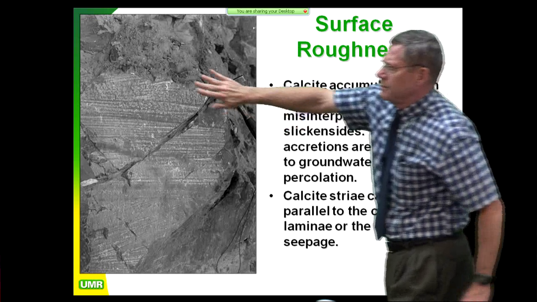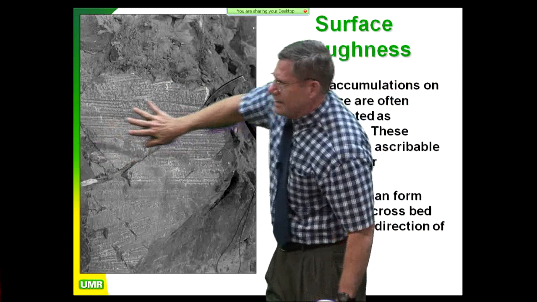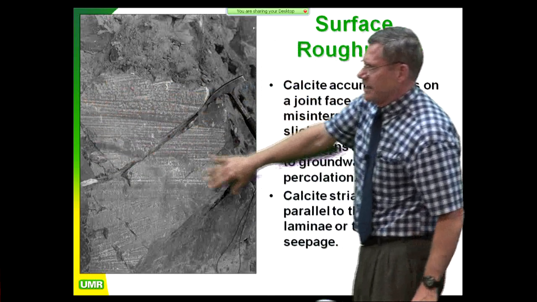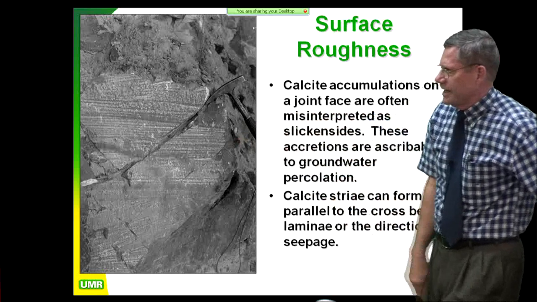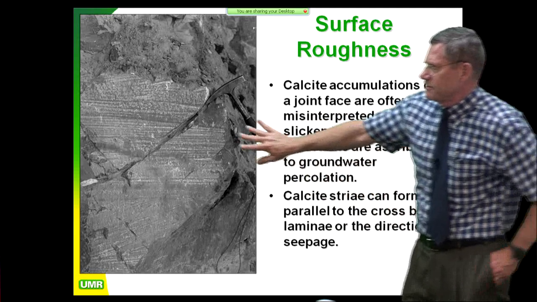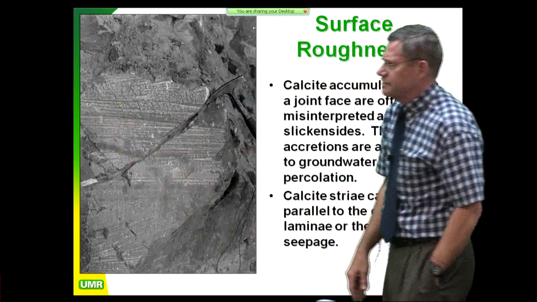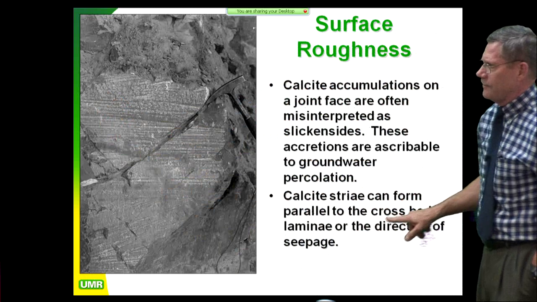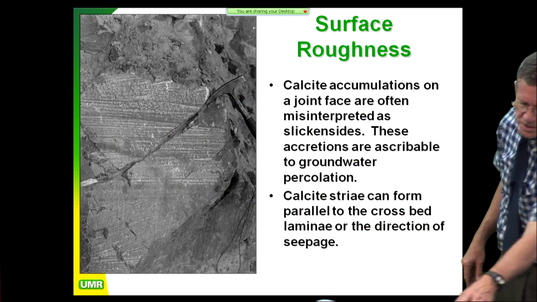on the outcrop. So here's a face, and I got these striae here, and they've picked up a little calcite accumulation on them. Sometimes they're misinterpreted as slickensides, but these are accretions that are ascribable to groundwater percolating along the joint face. So the calcite striae often form parallel to the crossbed laminae or the direction of seepage.